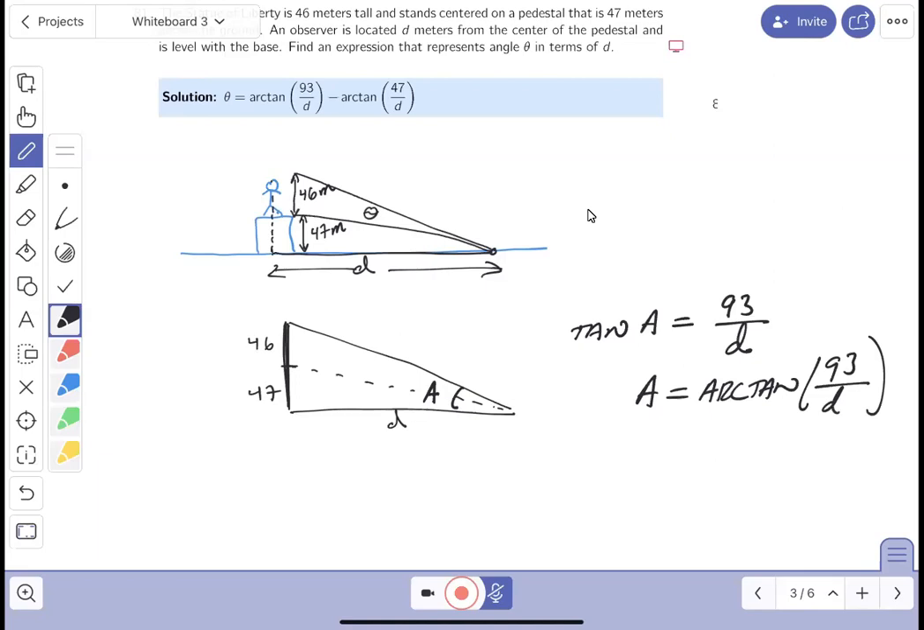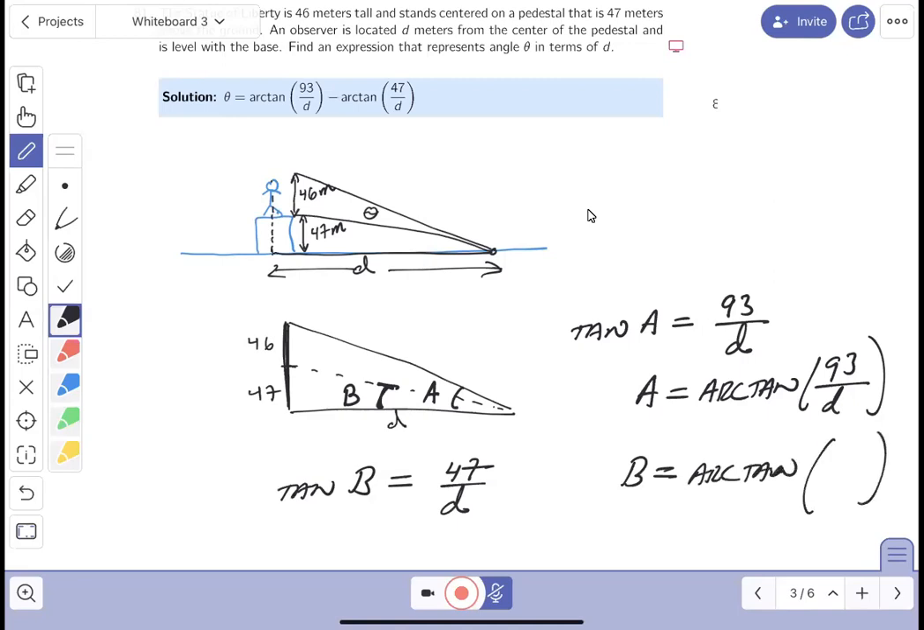Now I want to do this angle over here. I'm going to call it B. Let's write this down now. The tangent of B is equal to the opposite, which is 47 meters over d. So what's B equal to? And there's many angles we could put down, by the way. So B is going to be equal to the arctan of 47 over d.